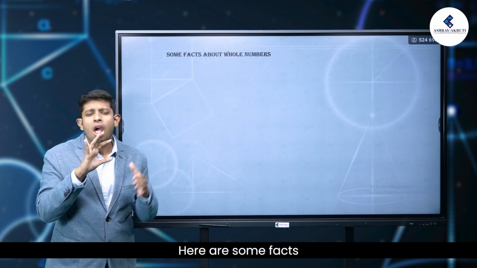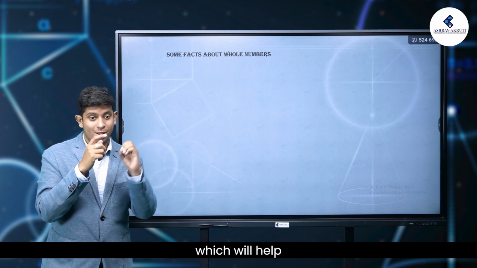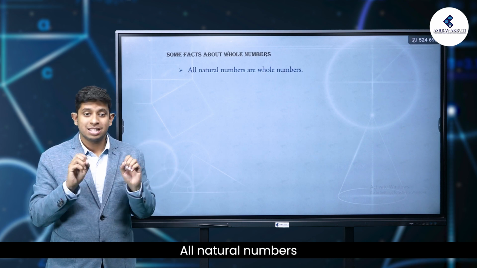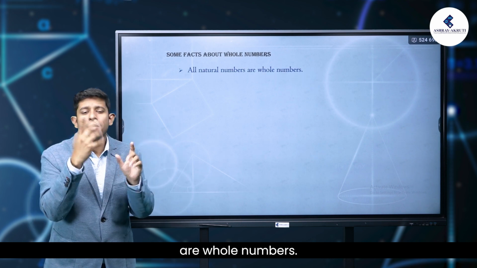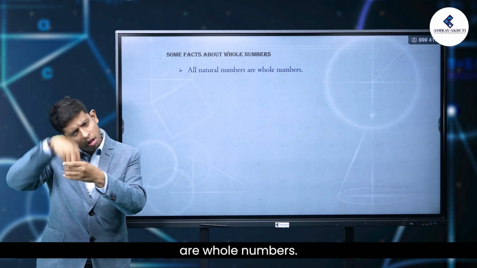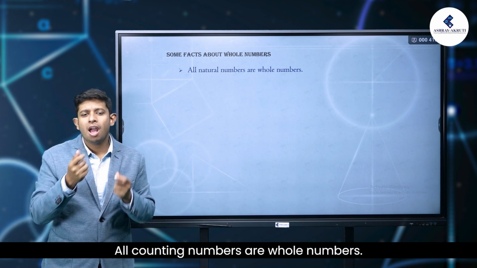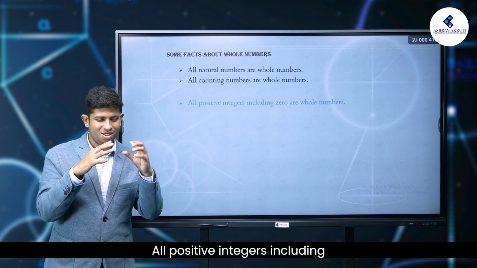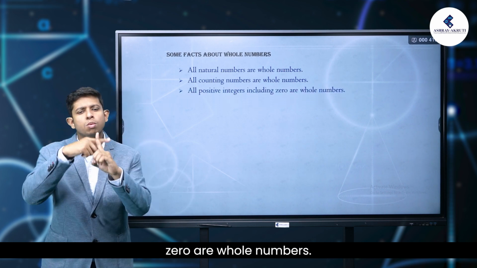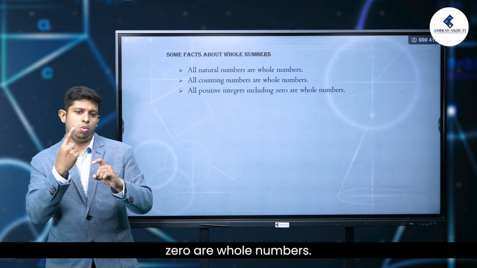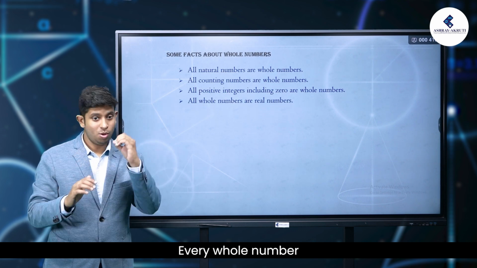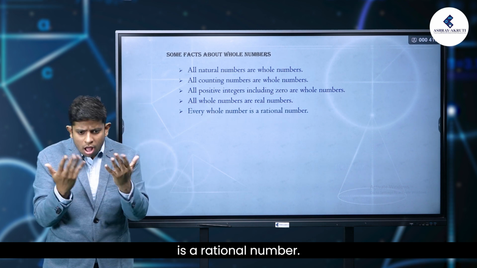Here are some facts about whole numbers, which will help you understand them better. All natural numbers are whole numbers. All counting numbers are whole numbers. All positive integers, including 0, are whole numbers. All whole numbers are real numbers. Every whole number is a rational number.